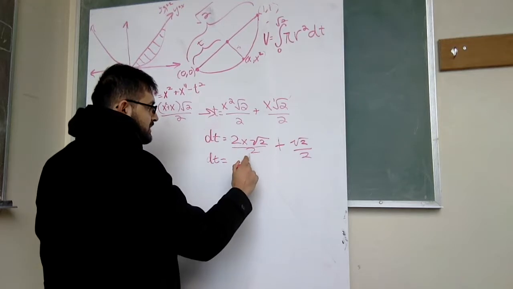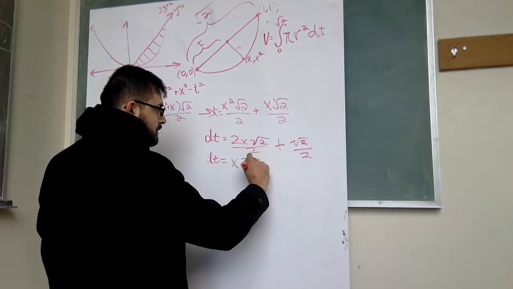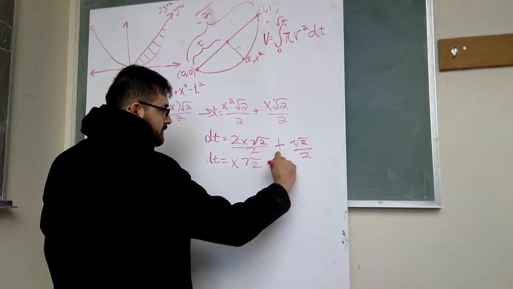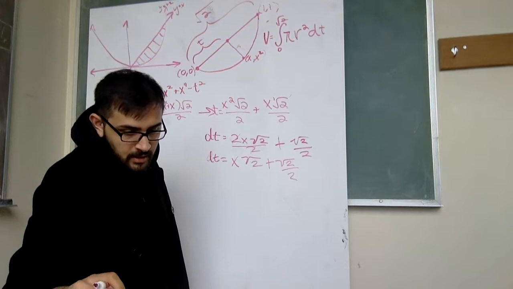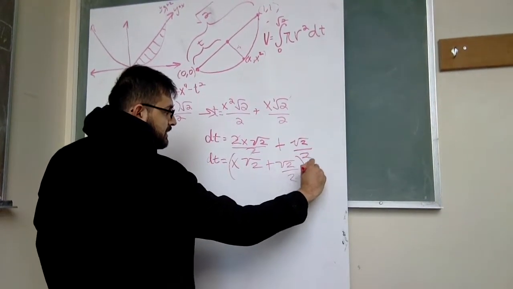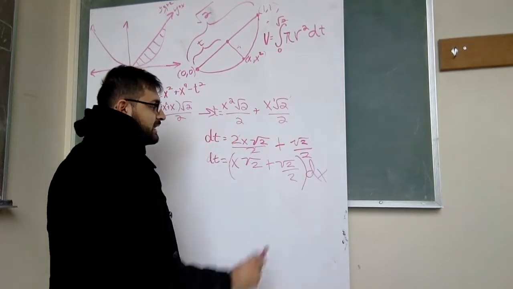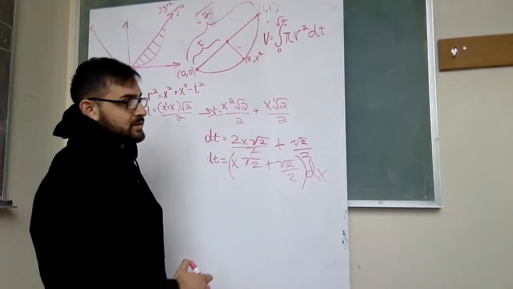The 2's will just cancel out. So it'll be x root 2 plus root 2 over 2. And that is all in terms of dx, because we need to get back into dx so we can change our bounds back to the x values.